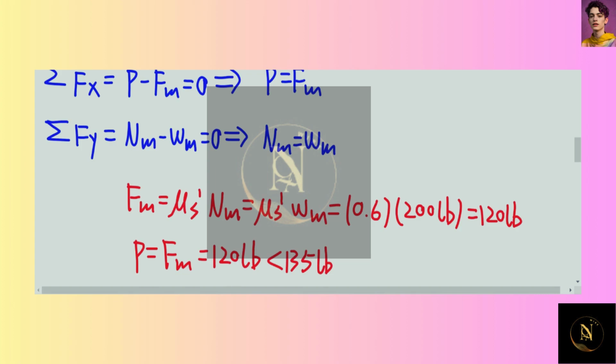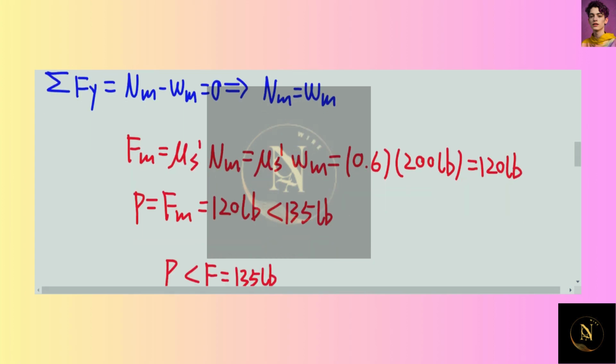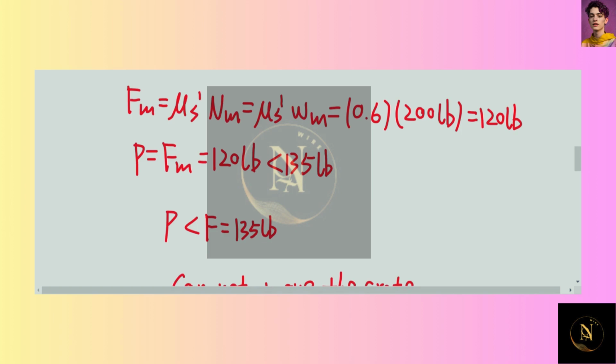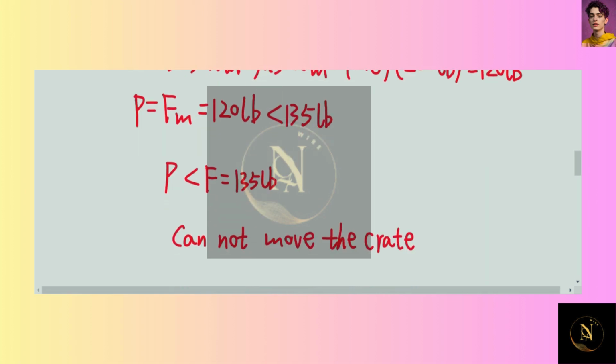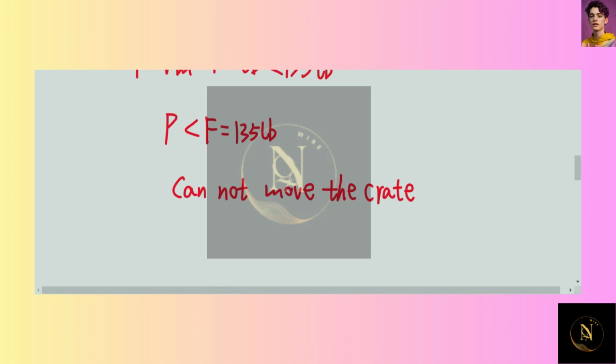As you can tell, the force P here is less than the minimum value for the force P that should be applied to move the crate. Therefore, we also know that the force P here is less than the friction on the crate, which means that the person cannot move the crate since P is less than the friction. Okay? And this is the answer for this question.